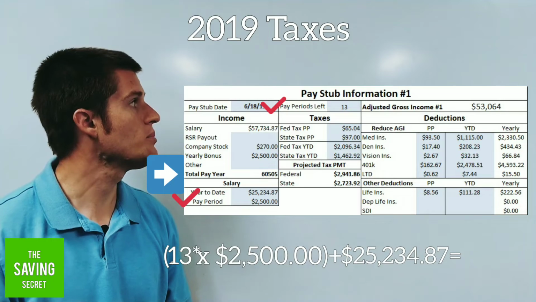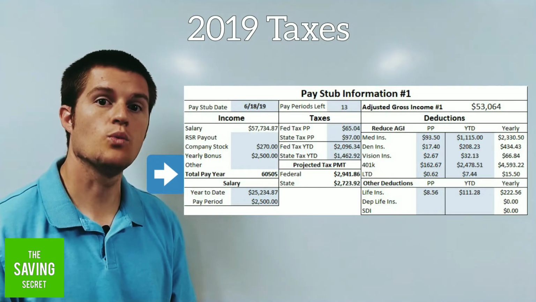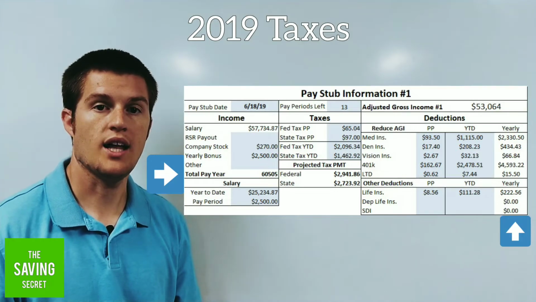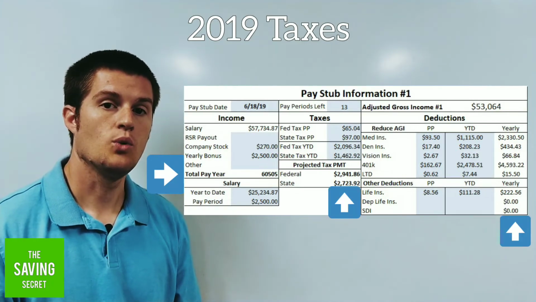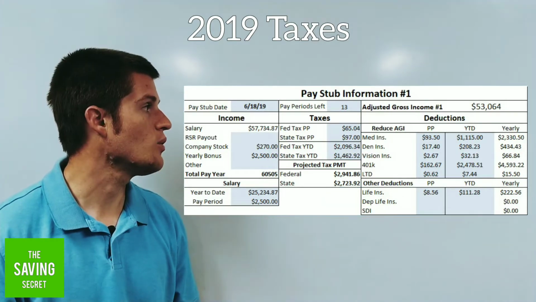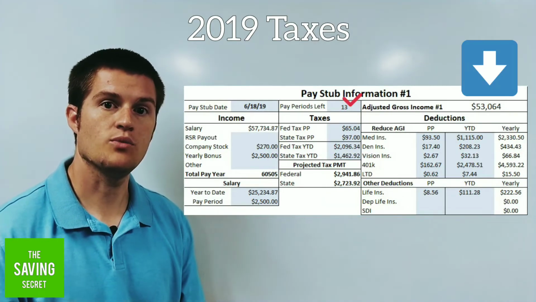The second one was you would apply the same principle for what you're getting in your deductions as well as for your taxes. Once you have a projected amount for each of these, then you can figure out what is your AGI. Well, how does that work?